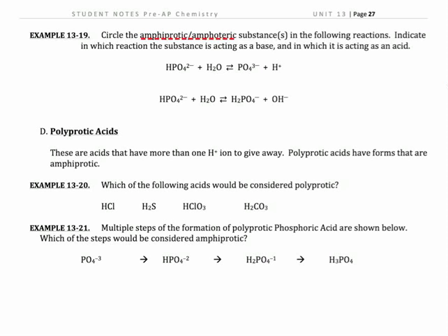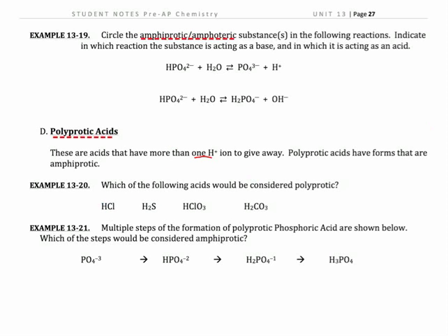Now, the next concept is polyprotic. Poly means many, protic means protons. So these are acids that have the potential to give more than one proton away. Now, when we write these, we typically lose one H plus at a time. So we would do a sequence of steps. So let's take a look.